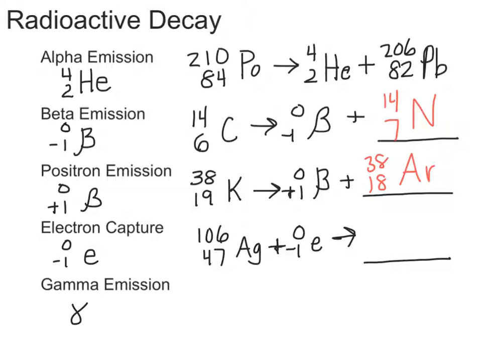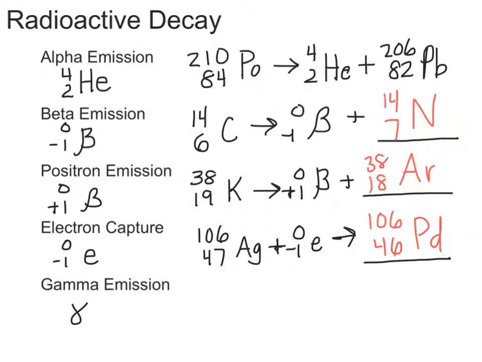Just like in the previous three problems, we need our masses and our charges to total on both sides. So in this case, we have a mass of 106 plus a mass of 0 on the reactant side. To balance that out on the product side, I need a mass of 106. On the reactant side, I have a charge of 47 plus a -1, which is going to give me a total charge of 46. So that's what I need to have on my product side as well. And when I look 46 up on the periodic table, it gives me the symbol palladium. So when silver-106 undergoes electron capture, it will produce palladium-106.